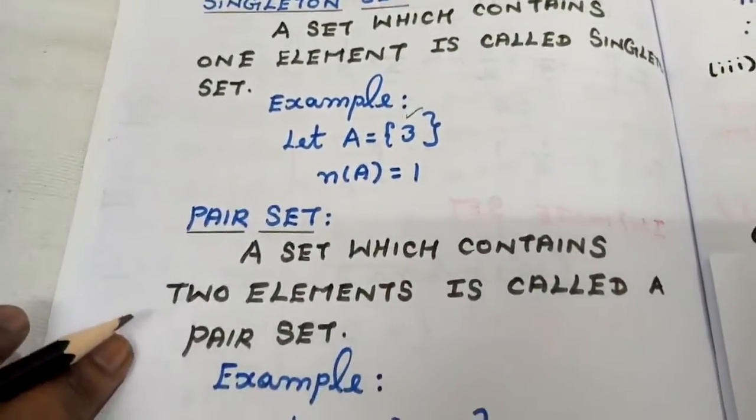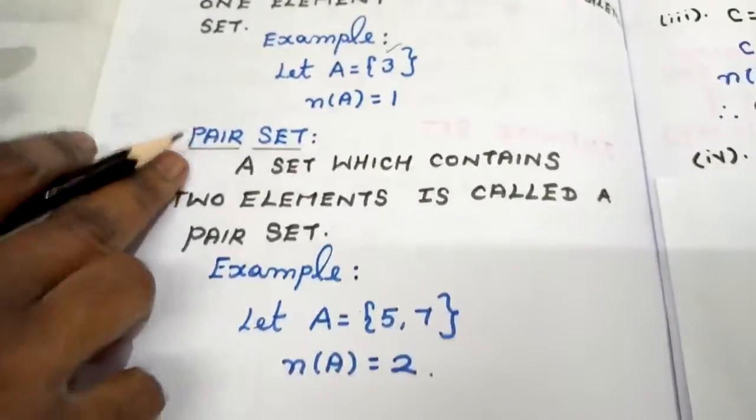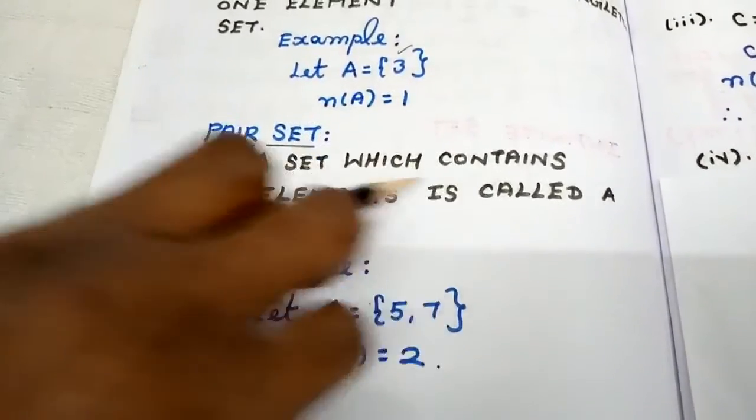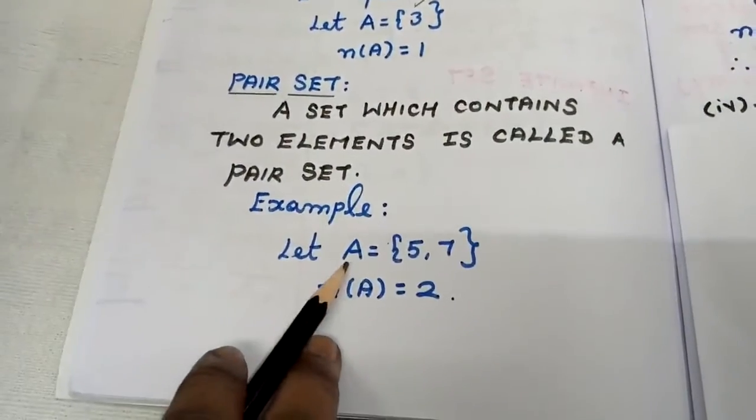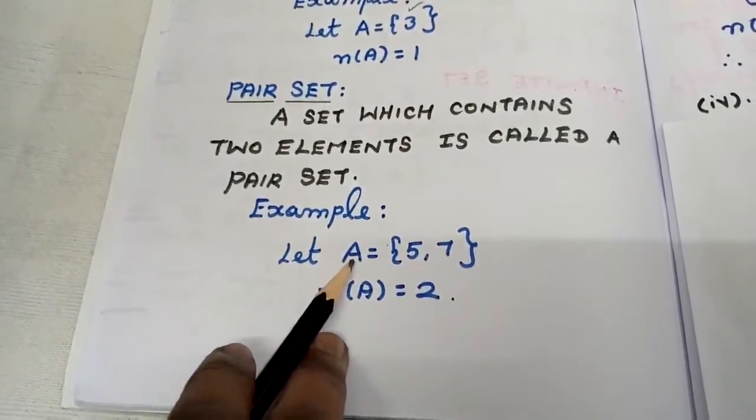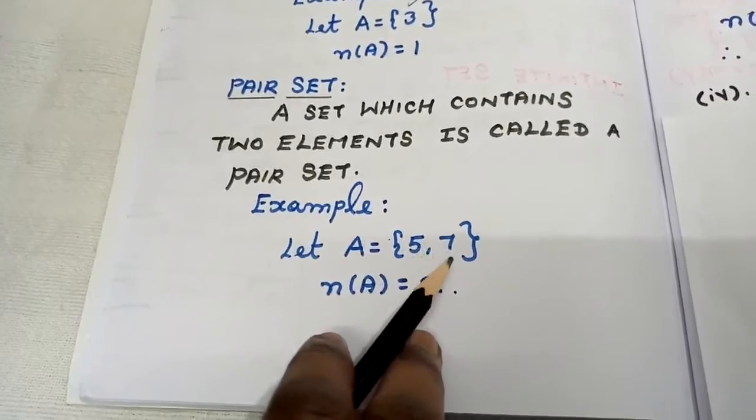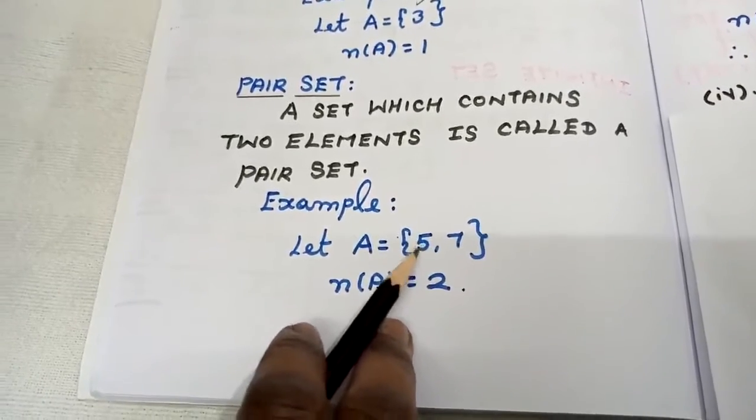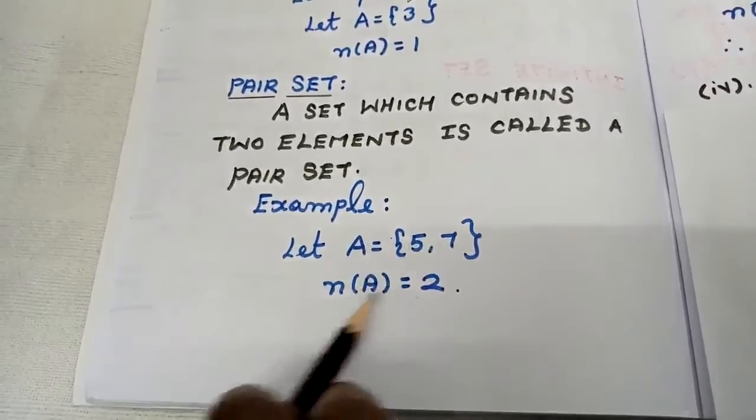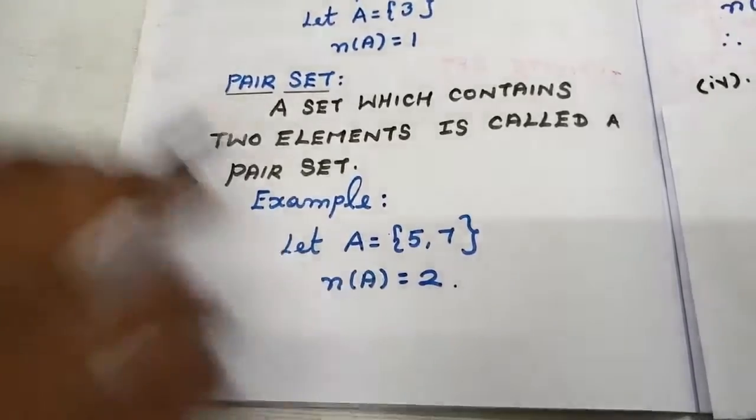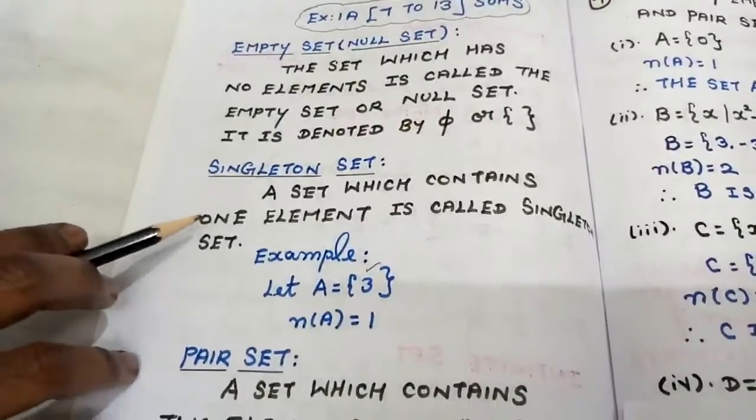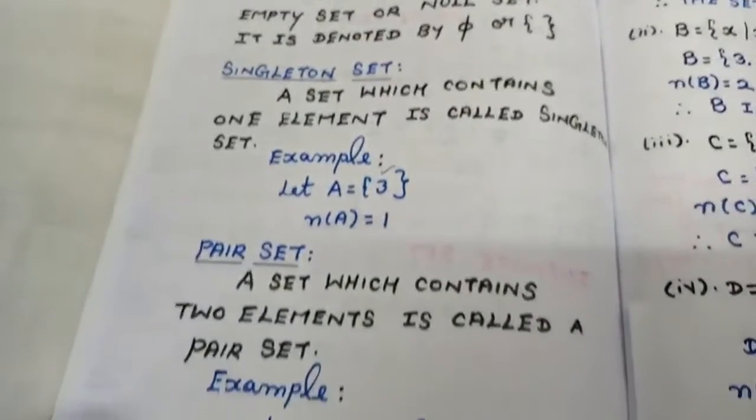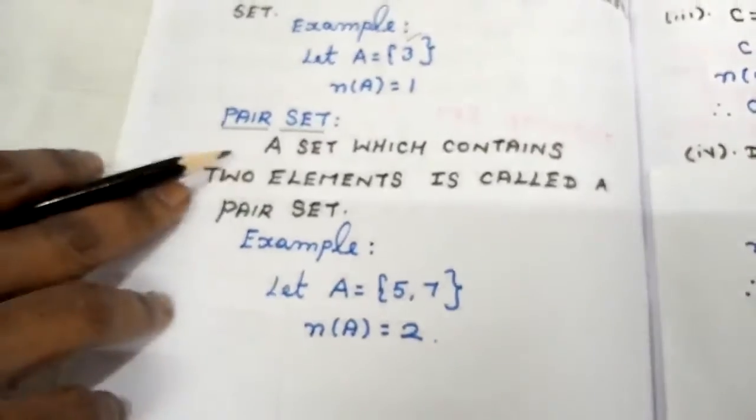Coming to pair set. The meaning of pair is 2. A set which contains 2 elements is called a pair set. For example, if I am going to take a set A, 5, 7, I am going to count the number of elements. n of A is nothing but 2. If n of that particular set is 0, it means empty set; n of A equal to 1 means singleton set; n of A equal to 2 means pair set.